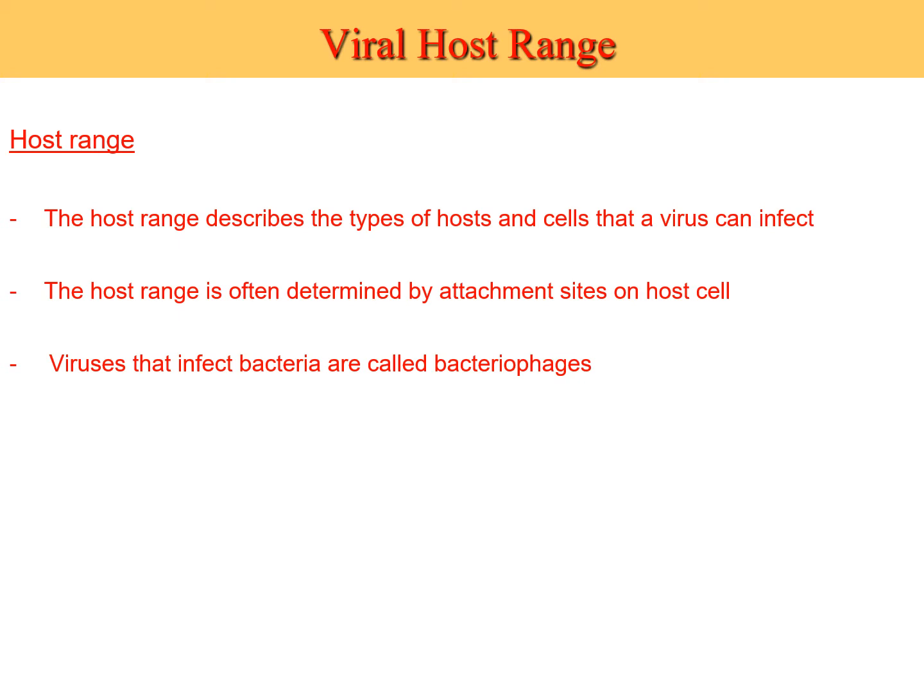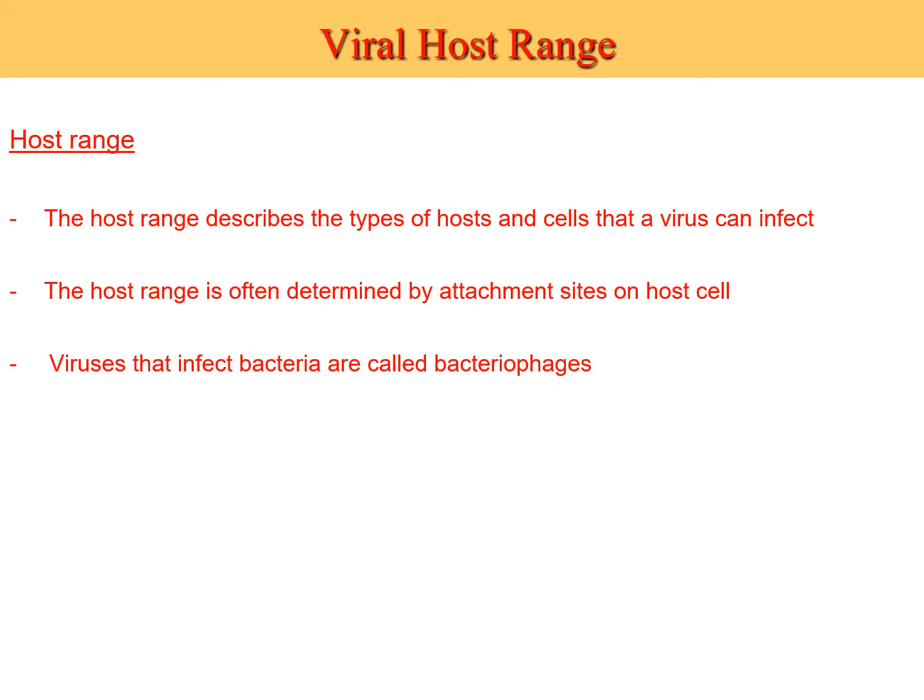For example, the influenza virus that infects epithelial cells in the lungs in humans is not going to infect your liver. You won't get influenza of the pancreas. Only certain cell types can get infected, so there is also a cell range. And typically that range, both host and cell, is determined by what attachment sites are available on a host, whether the virus can attach to the host cell or not.